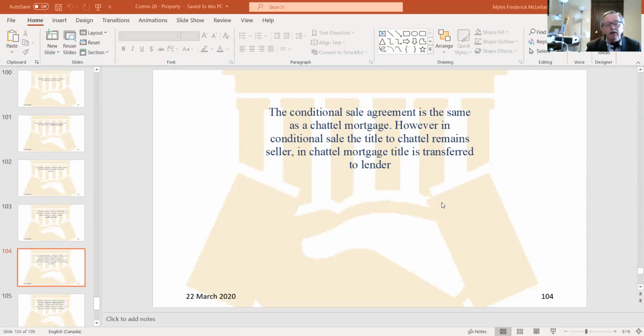Again, the only difference between conditional sales and chattel mortgages is that in conditional sales agreements, the chattel remains in the title, as in the owner, of the person who's selling the property. In a chattel mortgage, the title actually transfers to the owner and the mortgage debt goes on top, but they're treated exactly the same with respect to security for personal property.